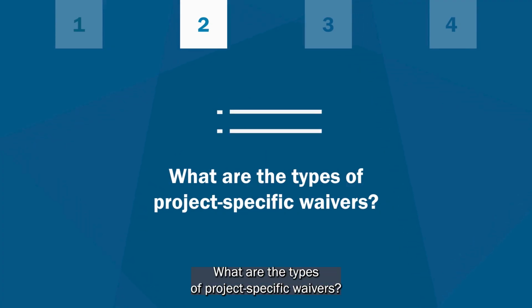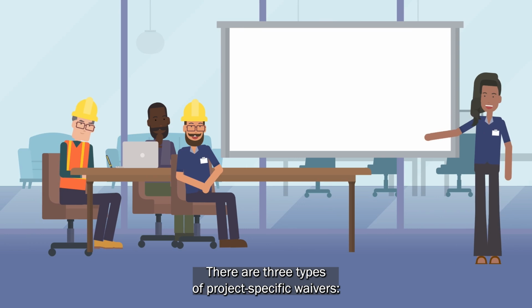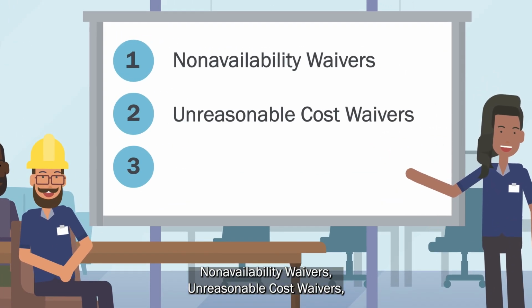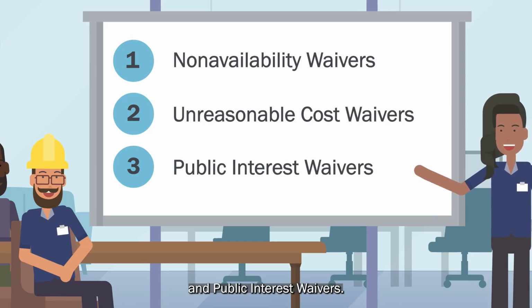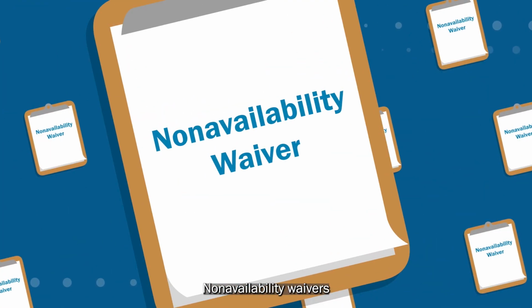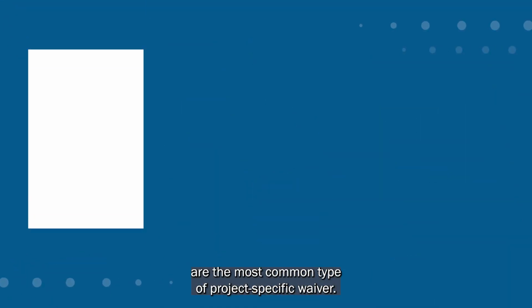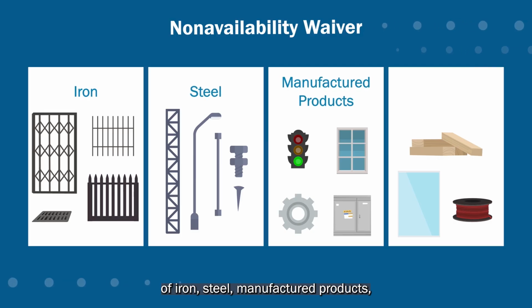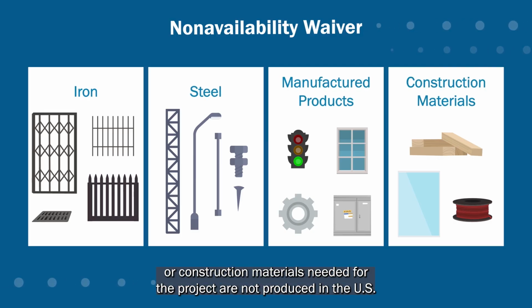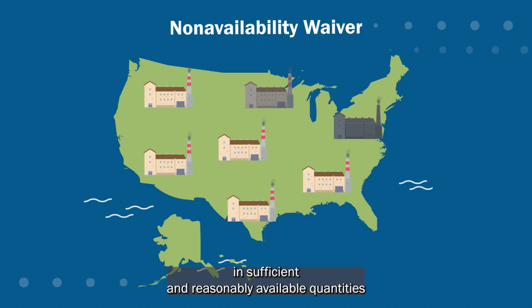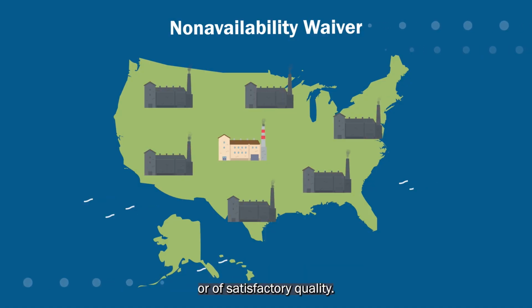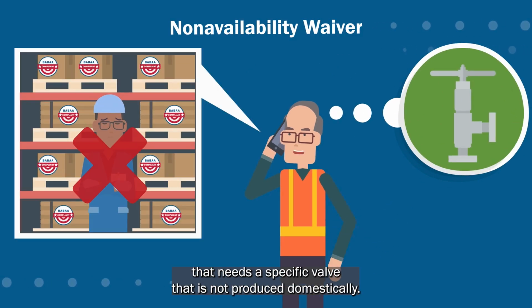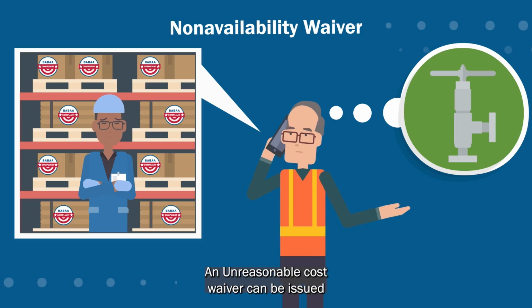What are the types of project-specific waivers? There are three types of project-specific waivers: non-availability waivers, unreasonable cost waivers, and public interest waivers. Non-availability waivers are the most common type of project-specific waiver. Non-availability waivers can be issued when the types of iron, steel, manufactured products, or construction materials needed for the project are not produced in the U.S. in sufficient and reasonably available quantities or of satisfactory quality. An example of a non-availability waiver is a project that needs a specific valve that is not produced domestically.